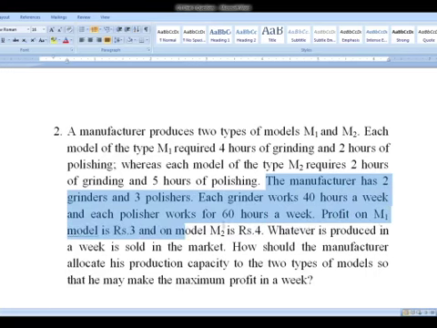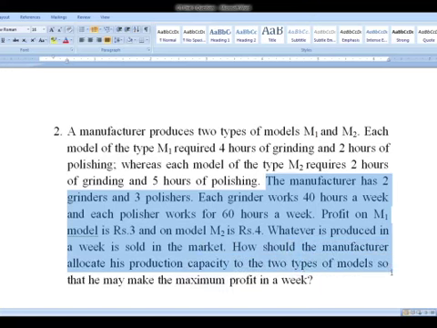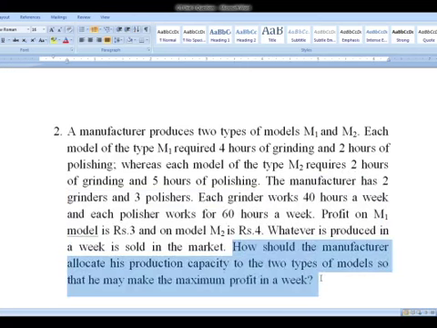The profit on M1 model is rupees 3 and on M2 model is rupees 4. Whatever is produced in a week is sold in the market. How should the manufacturer allocate his production capacity to the two types of models so that he makes maximum profit in a week? So here they have actually asked for the entire problem. They have asked us to find out what is x1 and what is x2.